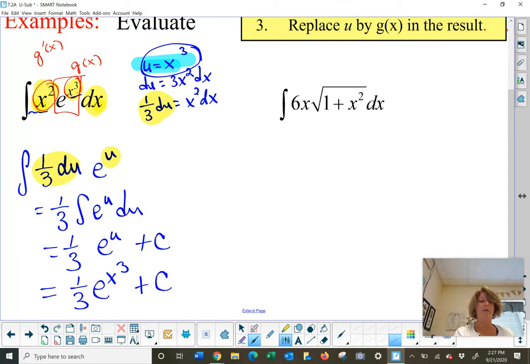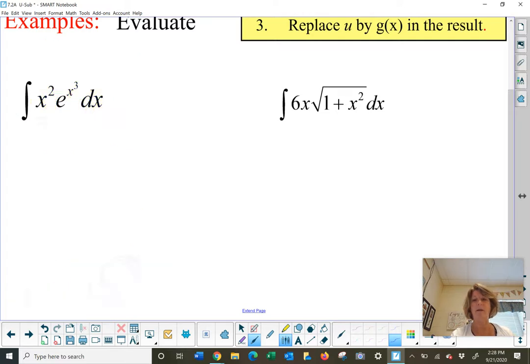Now, you could call this big capital F if you wanted to for the antiderivative. If you took the derivative, would you get back to this? Yes, you would, wouldn't you? You'd have the derivative of e is itself, and then I'd have to take the derivative of the inside function x cubed, and that would give me a 3x squared. A 3x squared times a 1/3 is going to be that x squared. So yeah, it works out very nicely.